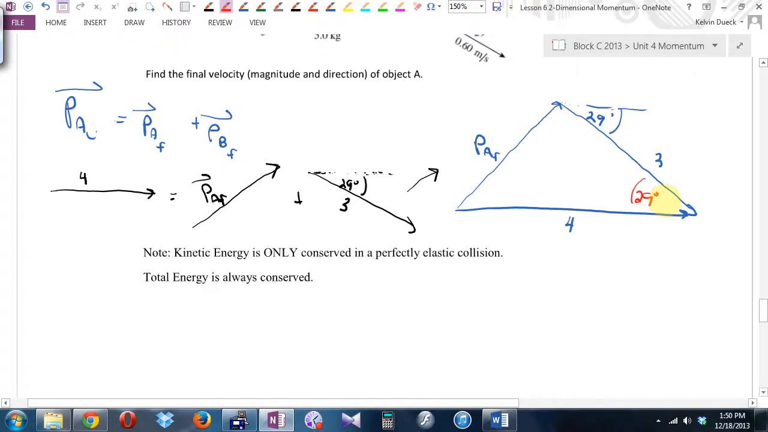SOHCAHTOA, right angle triangle? No. Sine law? Ain't no pair. I got side angle side. This is a job for the cosine law. What's the cosine law? It's going to say this: the missing side squared equals side 1 squared plus side 2 squared minus 2 side 1 side 2 cos angle between them.